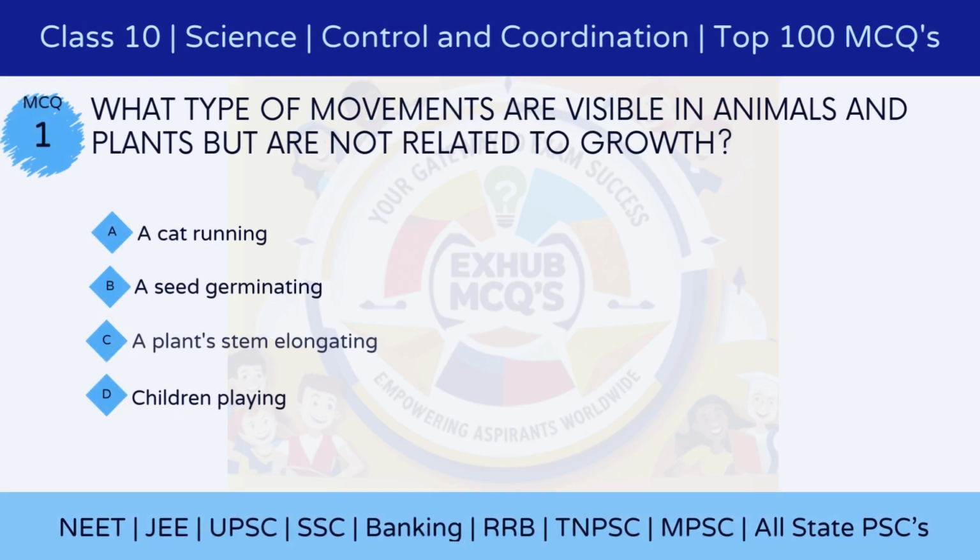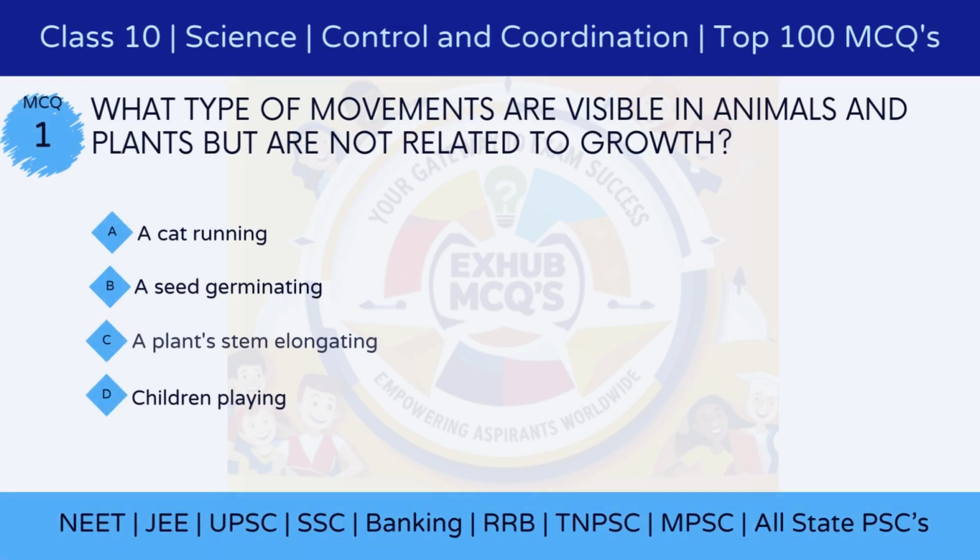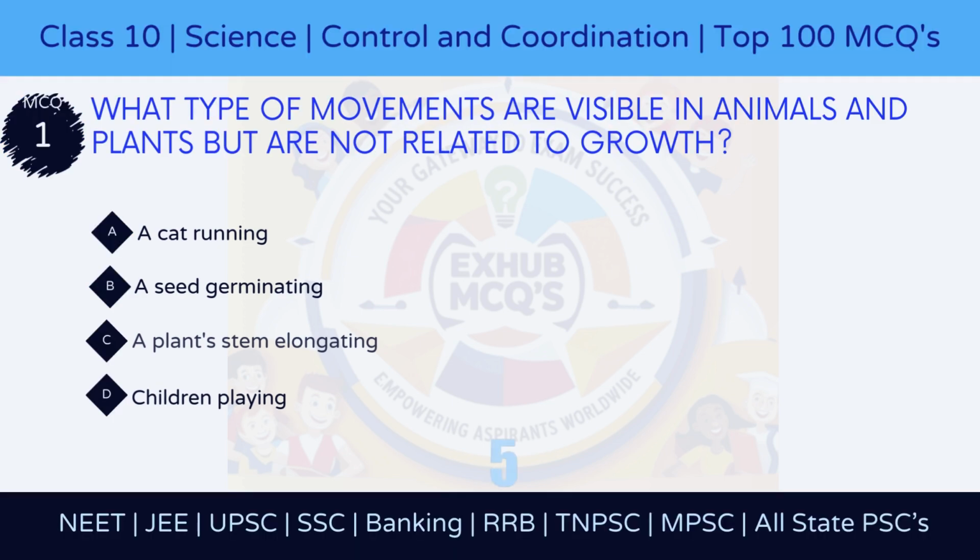Question 1. What type of movements are visible in animals and plants but are not related to growth? Option A, a cat running. Option B, a seed germinating. Option C, a plant stem elongating. Option D, children playing.